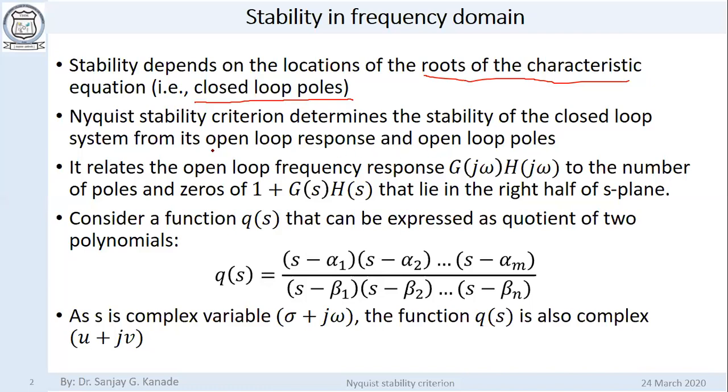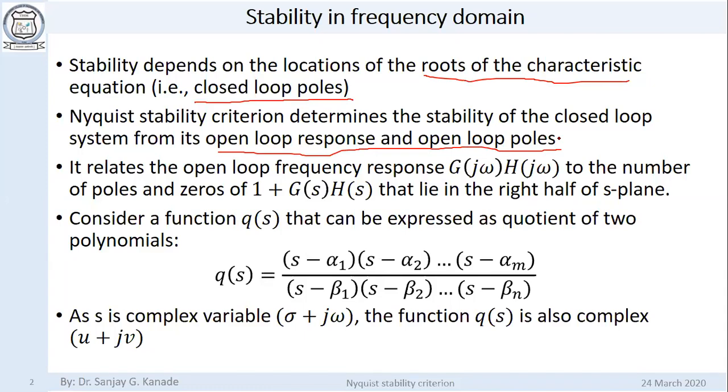If you recall, just a while ago I said that in Nyquist, in Polar, in Bode, all we are talking about is the open loop transfer function only. We don't see the closed loop transfer function. From the open loop transfer function we find out the closed loop stability. Similarly, in the Nyquist stability criterion also we find out the closed loop system stability from its open loop response and open loop poles.